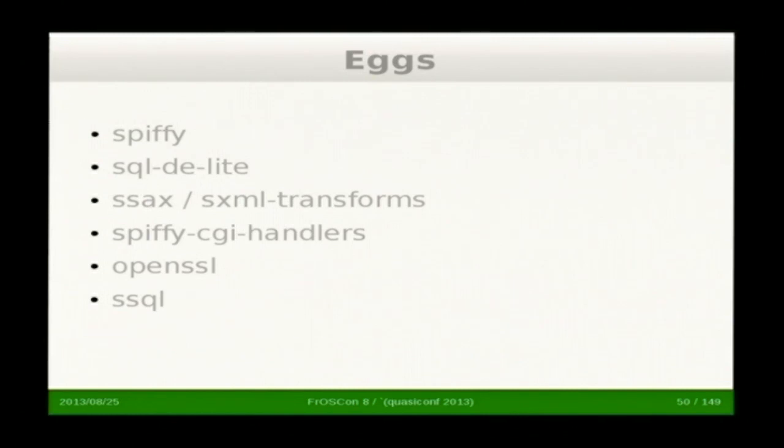Then I mentioned before the OpenSSL egg. This just allows us to import, again, a big blob of C code into Scheme and into our web server and get HTTPS working. And then this thing called SSQL, which, has anyone heard of this?